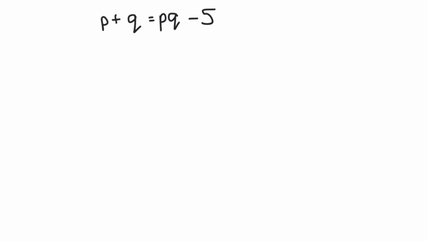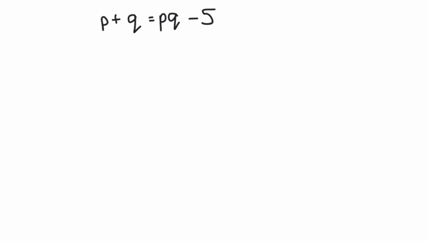This question says rearrange the formula to make q the subject, and the formula is p plus q is equal to p times q minus 5. So this is different to the previous one as there's q's on either side of the equation. Usually I would say let's have a look at what happened to the new subject of the equation, so what processes have been done to q, but in this case two lots of things have happened to q because q is on both sides of the equation.